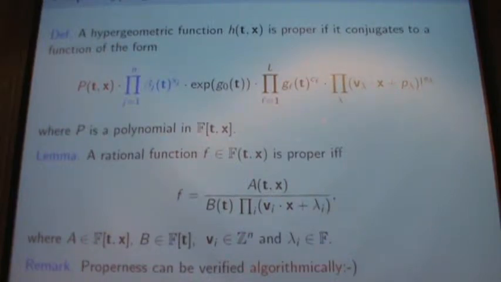And then there is a very nice algorithm. We can check whether a given hyperexponential function is proper or not. So basically, we can decide for any hyperexponential function. Usually, you define a hyperexponential function by giving its certificate. We can take the certificate as input and decide whether this hyperexponential function is proper or not. So this is the key lemma to verify properness. Now we know what the meaning of properness is.